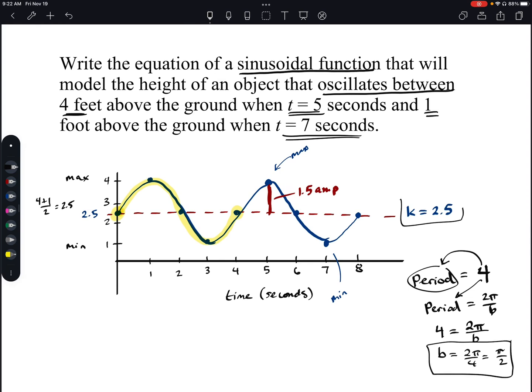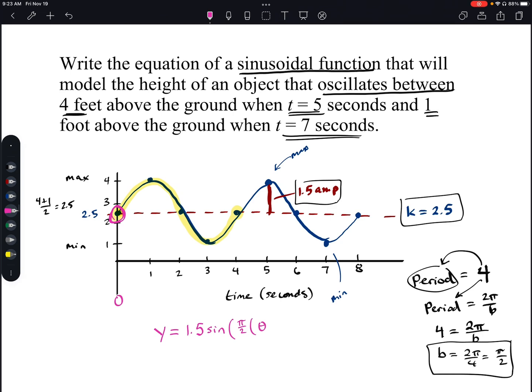So we know b, we know k, we know a, and the only other thing there would be to find our h. If I'm going to write this equation, I'm going to go all the way back here and use this point because this is on the y-axis, so we don't have to worry about a horizontal shift. You can use any point you want as long as it makes sense, but I'm going to use this one. So my answer is going to be y equals 1.5 times a sine function of our b value, which was pi over 2, times our theta.